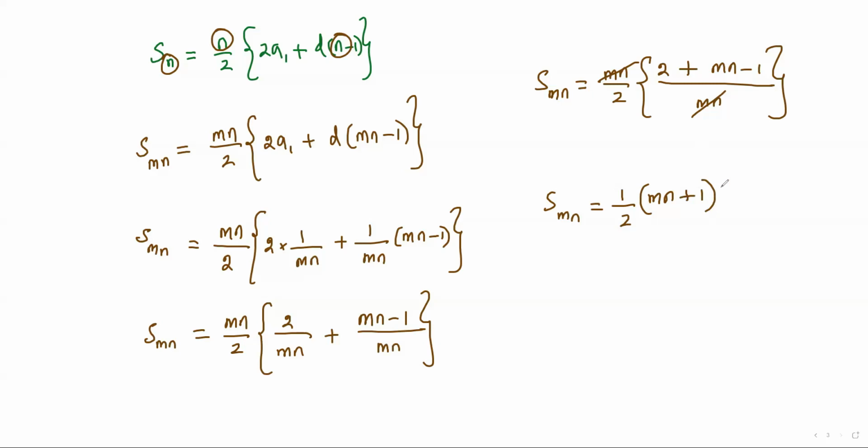So now I got the sum of first mn terms of the given arithmetic progression. So the sum of first mn terms is equal to 1 over 2 times (mn plus 1).